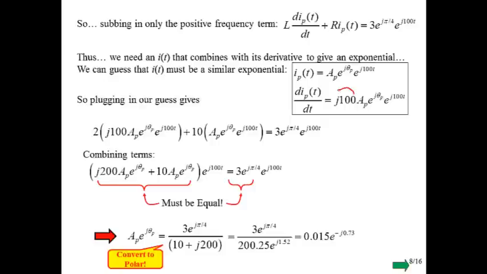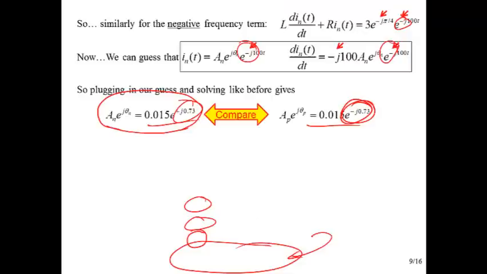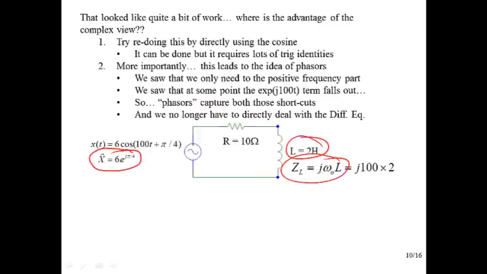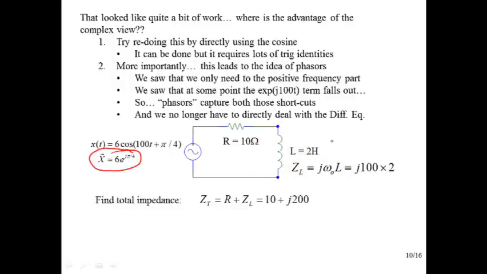We get the j omega from the differentiation, and then that term gets multiplied by an L. So there's the j omega L that comes for the impedances. So this idea is just a shortcut that simplifies all of that.